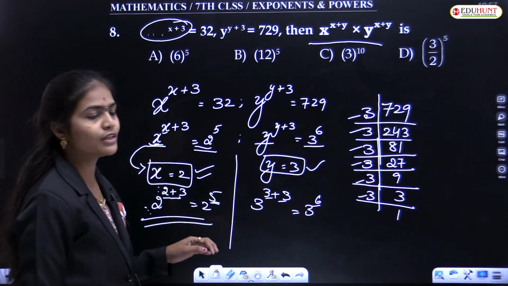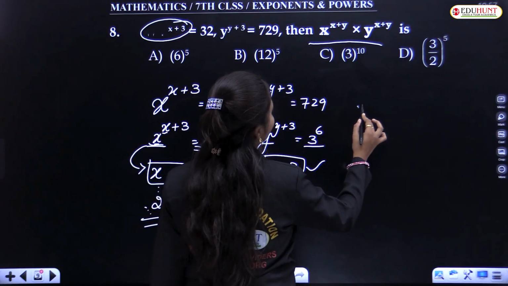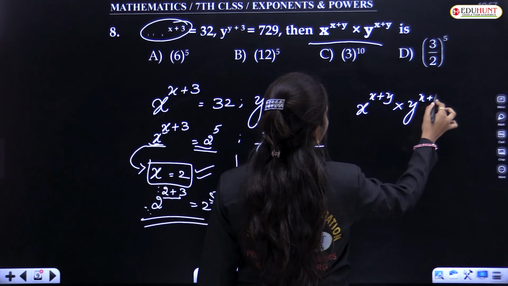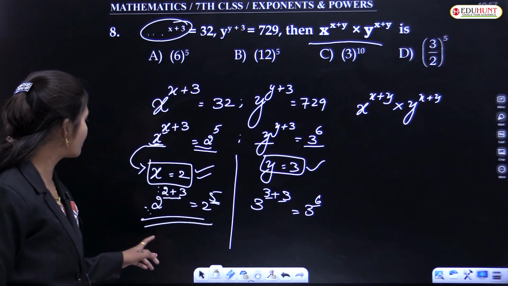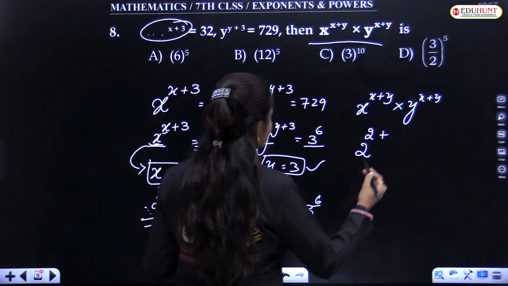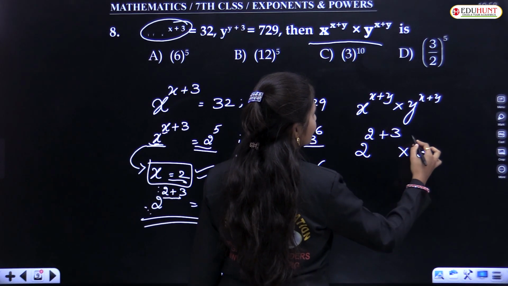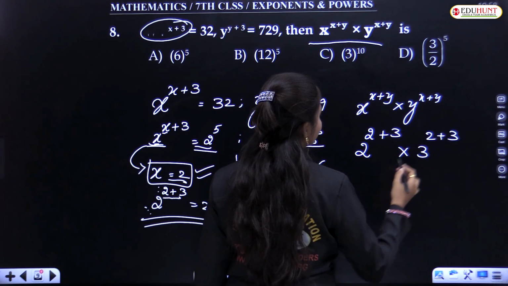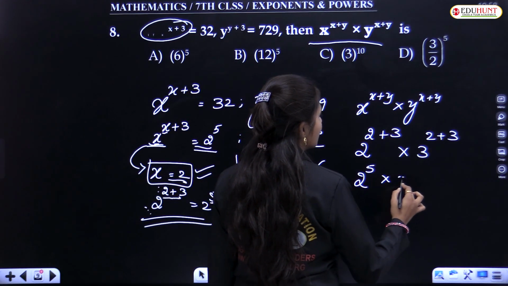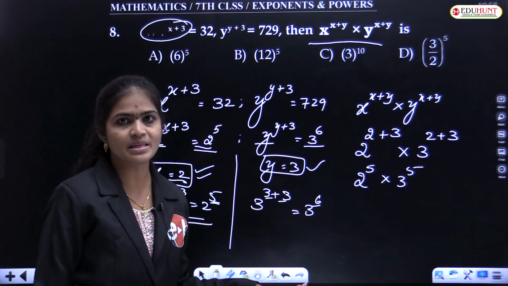Now what we have to find out? We need to find x power x plus y into y power x plus y. So here x is equals to, what is the value of x here? That is 2. So 2 power 2 plus, here y is equals to 3, so plus 3, into 3 power 2 plus 3. So here 2 power 2 plus 3 is equals to 5, into 3 power 2 plus 3 is equals to 5. So 2 power 5 into 3 power 5, here no need to simplify those values.